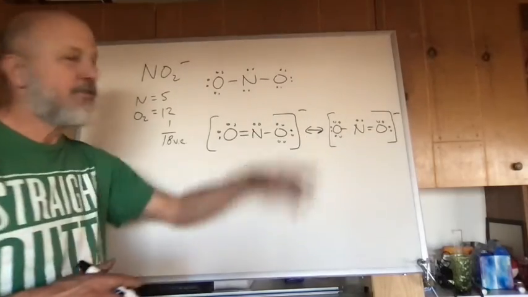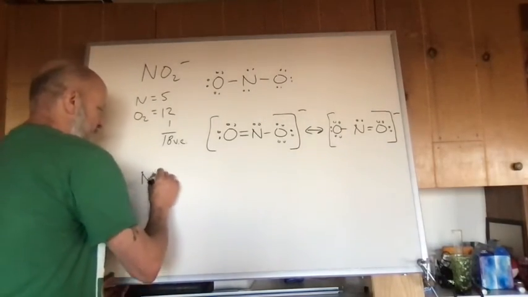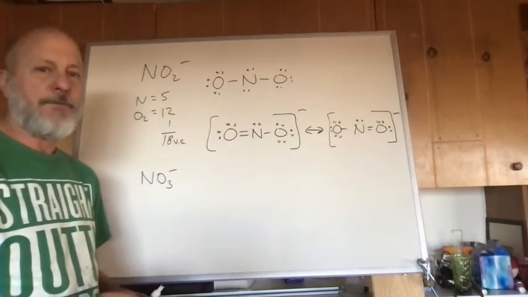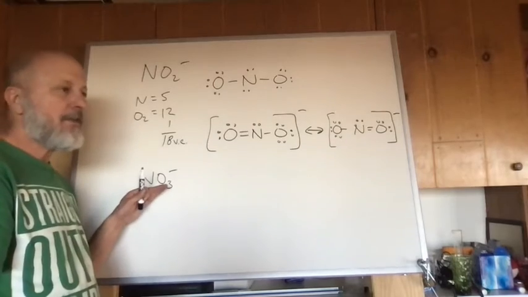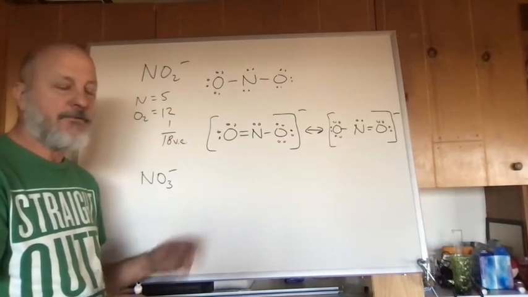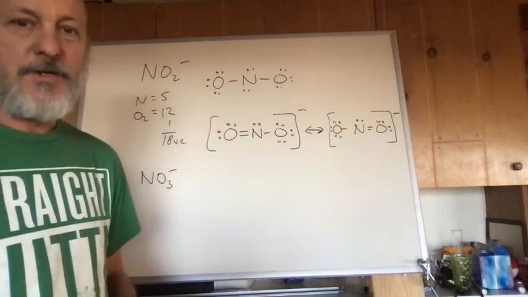And so is it always just 2 like that? No, sometimes it can be more. Nitrite. Go ahead and pause the video and try doing the Lewis structure for the nitrate ion, NO3-. Let's try that one.